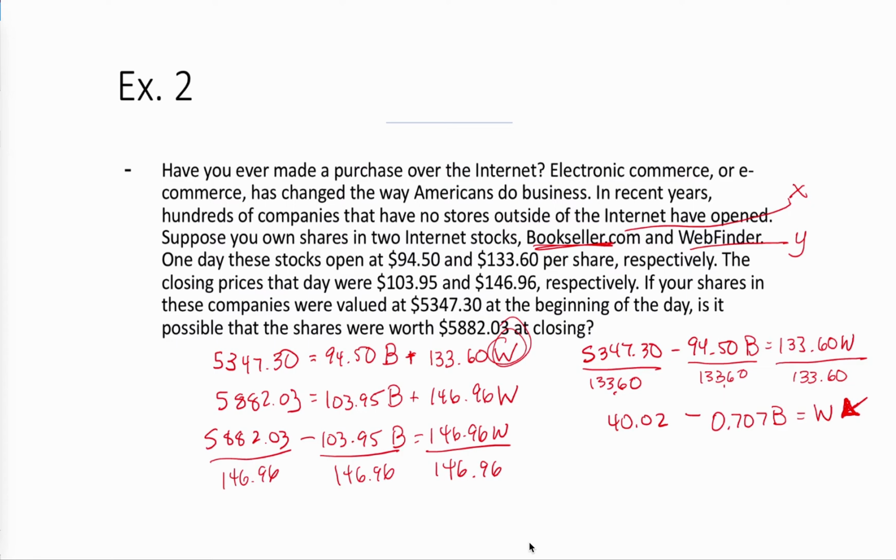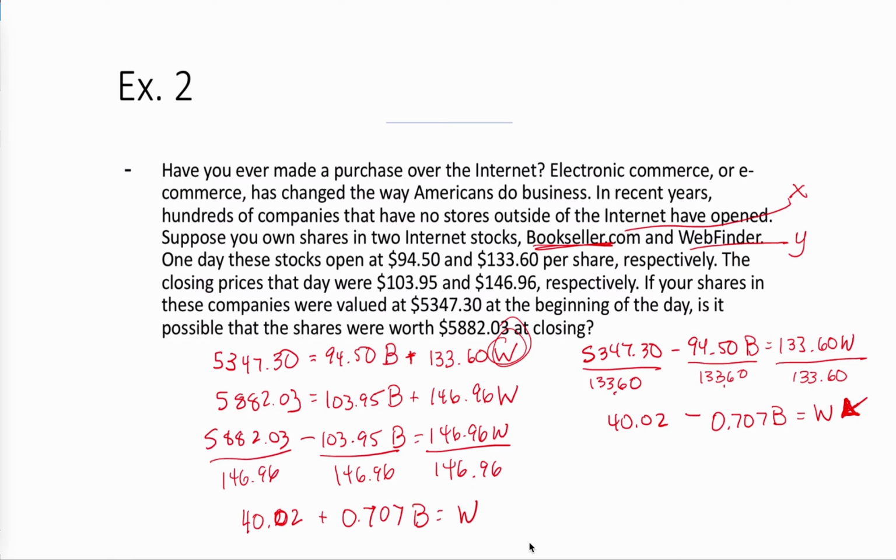And that gives us, again, an intercept of 40.02 and a slope of 0.707. So, yes, it is possible that the shares were worth 5,882.03 at closing because these are the same line.